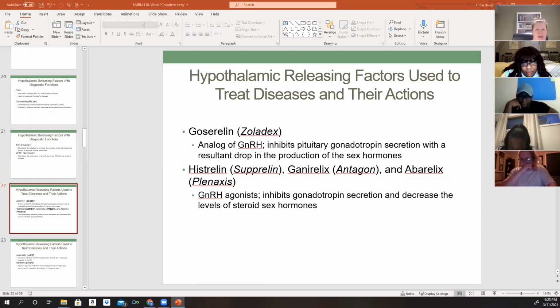Then we have goserelin or Zoladex, which is an analog of the GnRH. It inhibits the pituitary gonadotropin secretion with a resultant drop in the production of the sex hormones. Then we have histrelin. There's a couple different brands here. They are GnRH agonists. They inhibit the gonadotropin secretion and they decrease the levels of steroid sex hormones.